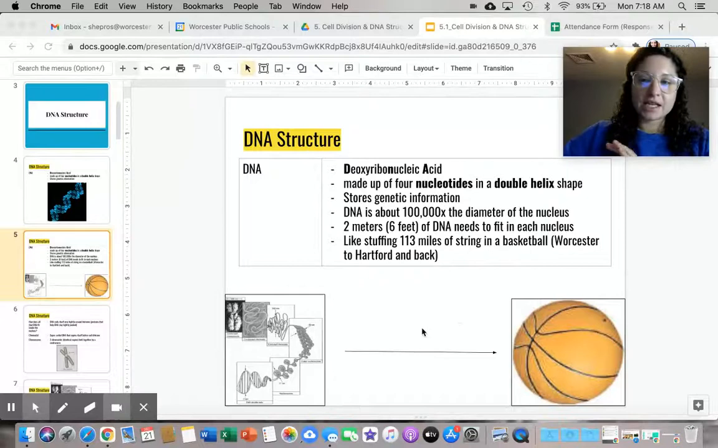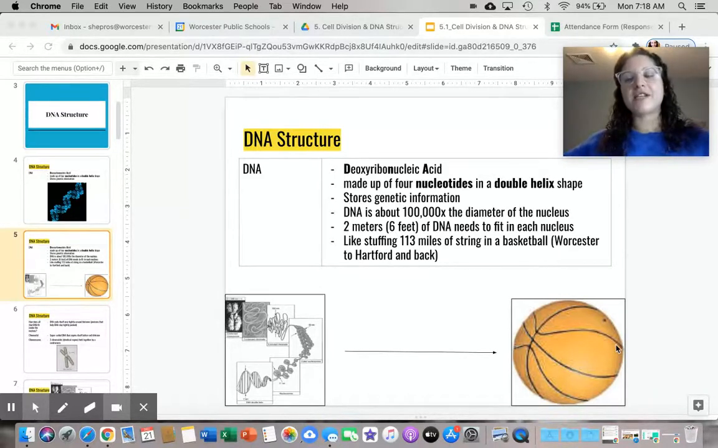So the DNA does have a very specific structure in terms of packing itself into the nucleus of your cell, and we're going to be going over that. This is a diagram of what it kind of looks like right here. But like I said, it's a massive amount of stuff shoved into an itty bitty tiny little space.